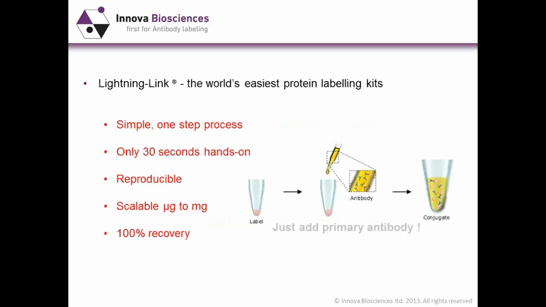In terms of preparing reagents, the Lightning-Link system from Innova Biosciences provides perhaps the world's easiest set of kits for labeling proteins. This is a simple 1-step process which literally takes 30 seconds hands-on. If you want to work at very small scales, kits are available as low as 10 micrograms in terms of a conjugation amount, and these provide 100% recovery of material.